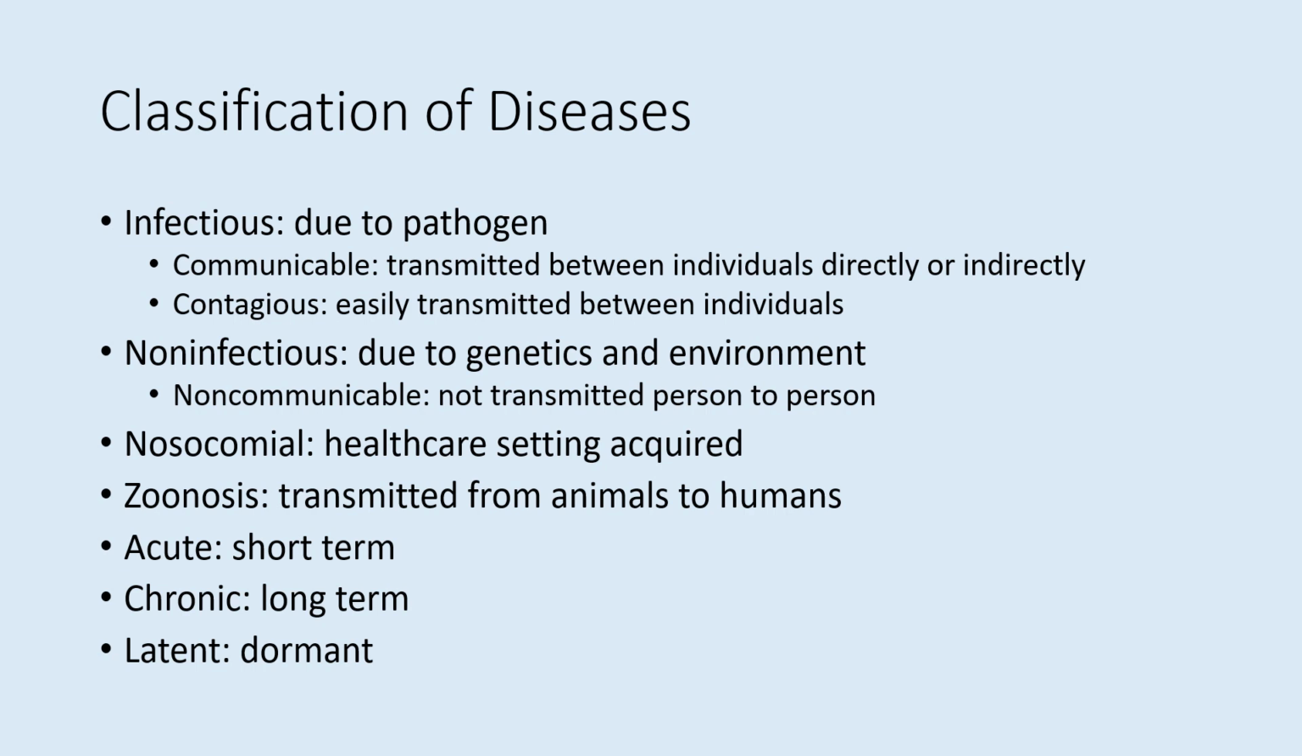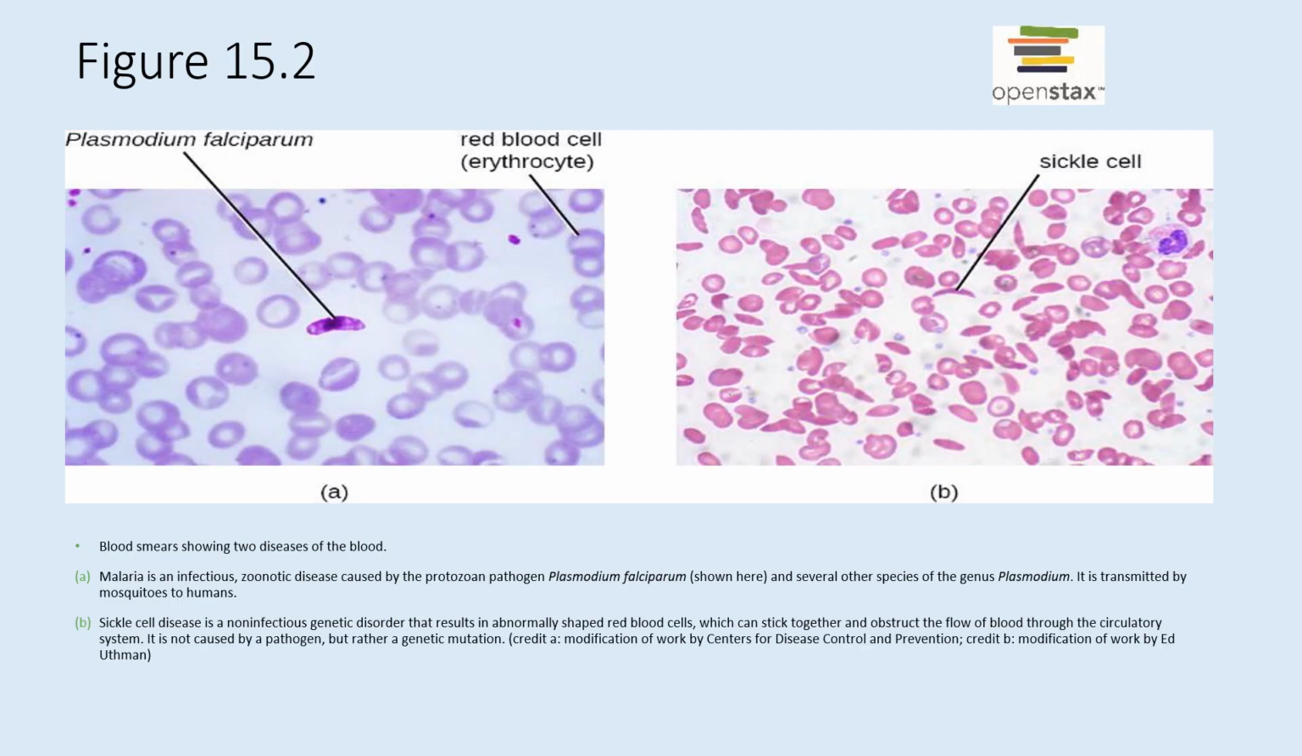A nosocomial infection, they used to say was hospital acquired. We've now changed that to healthcare setting acquired, meaning it's not just hospital, but maybe a nursing home or a care facility like that. And typically what happens is a person comes in to a hospital with one infection and they may pick up a nosocomial, the secondary infection. Zoonoses are diseases that are transmitted from animals to humans. Acute means short-term, chronic is long-term, latent means that it's dormant. So we talk about a lot of these different ones as we discuss them.